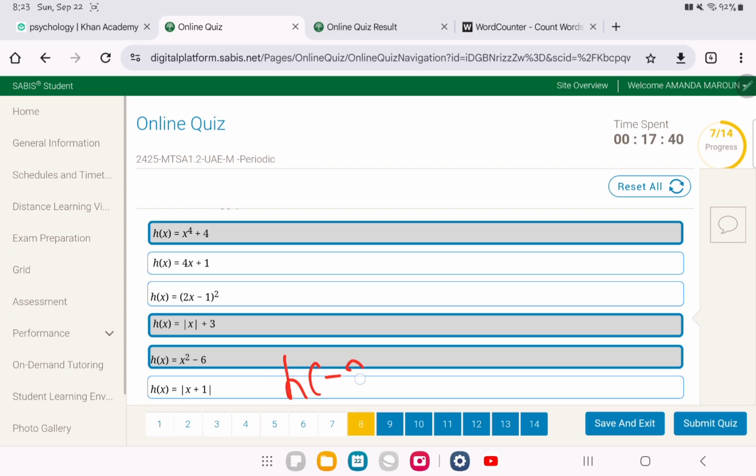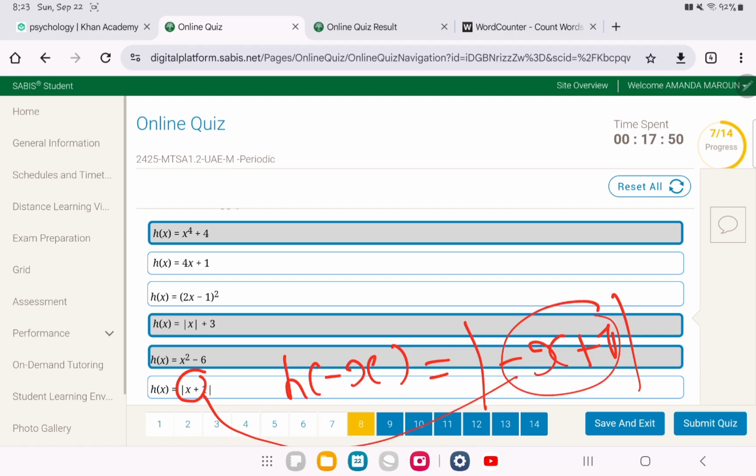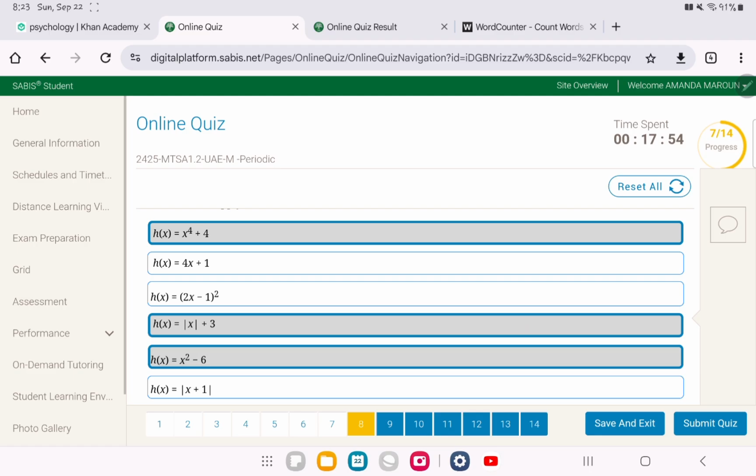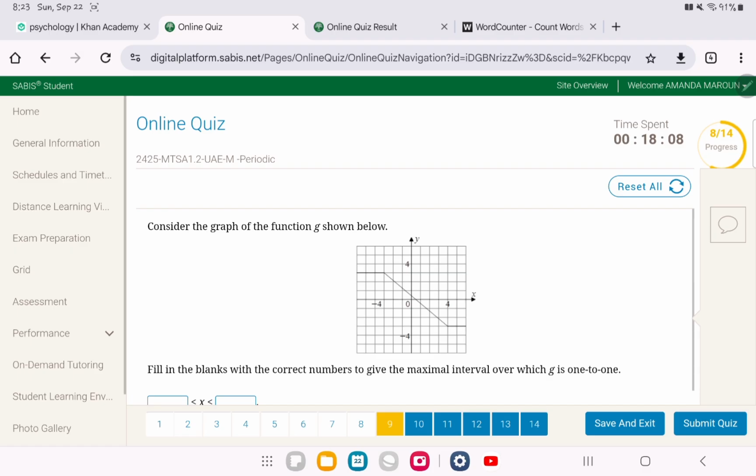How about h(minus x)? h(minus x) is equal to absolute value of minus x plus 1. Definitely x plus 1 and minus x plus 1 are different, so it is not even. So these are the only 3 answers for number 8. Now we move on to question number 9.